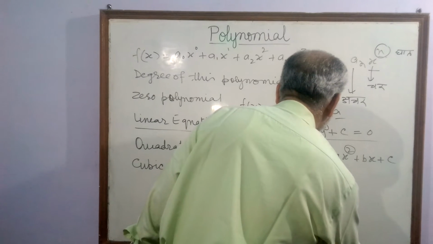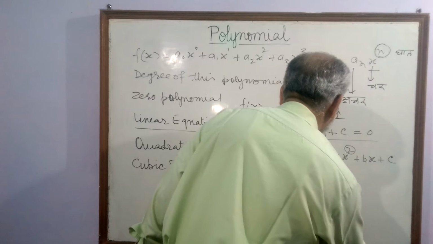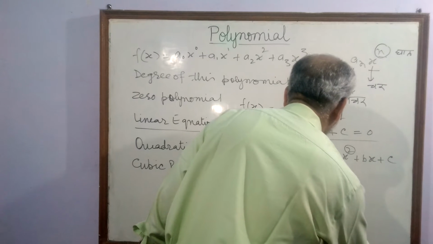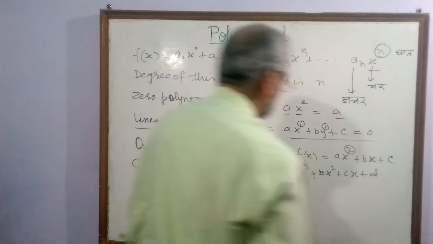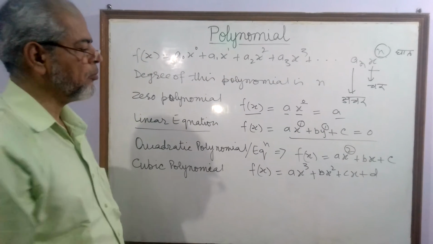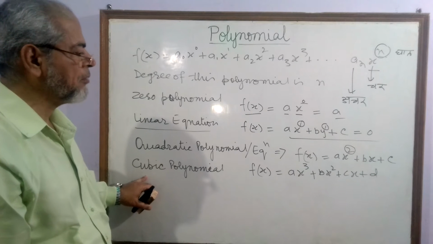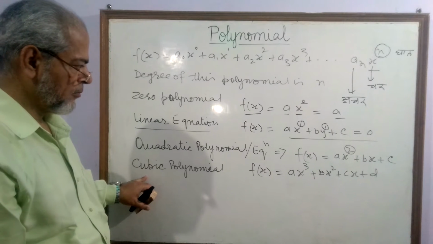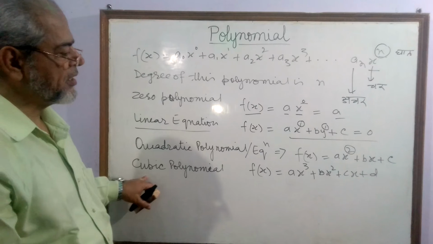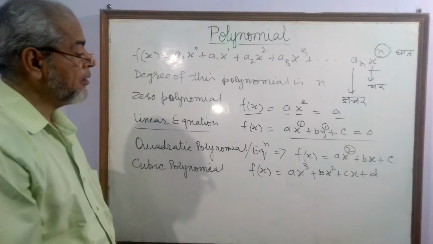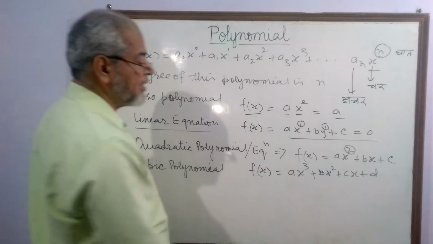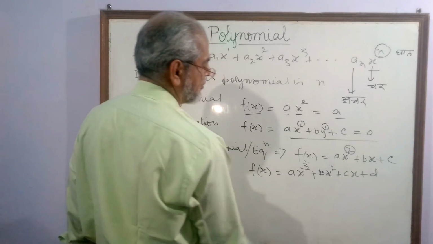ax^3 + bx^2 + cx + d. So this kind of polynomial is known as a cubic polynomial. So what is the speciality of this type of polynomial? The highest power is 3.